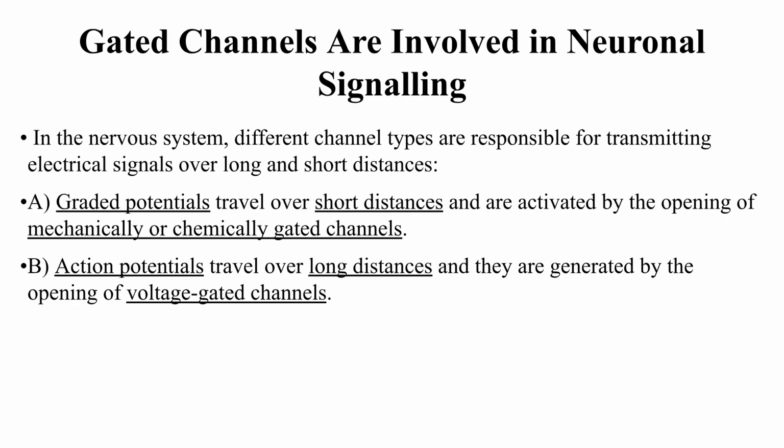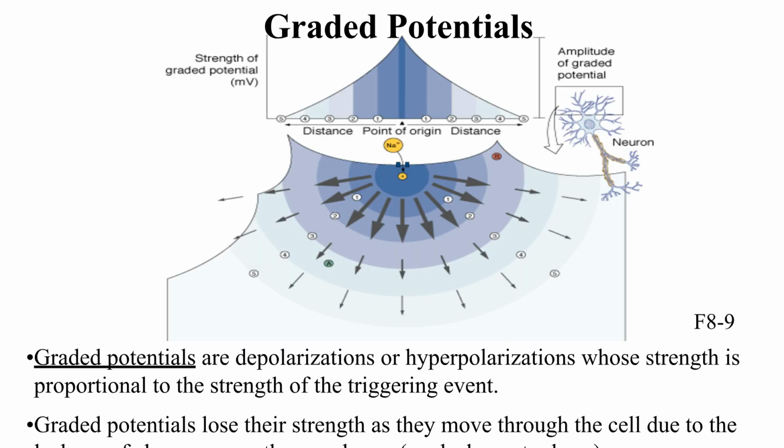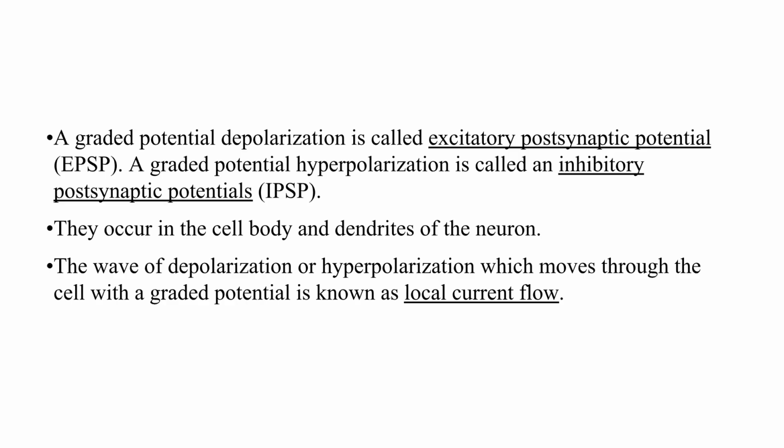Action potentials travel long distances and use voltage-gated channels. Graded potentials are depolarizations or hyperpolarizations, proportional to the strength of the triggering event. They lose strength as they move through the cell due to charge leakage. A graded potential depolarization is an excitatory postsynaptic potential, or EPSP. A hyperpolarization is an inhibitory postsynaptic potential, or IPSP.